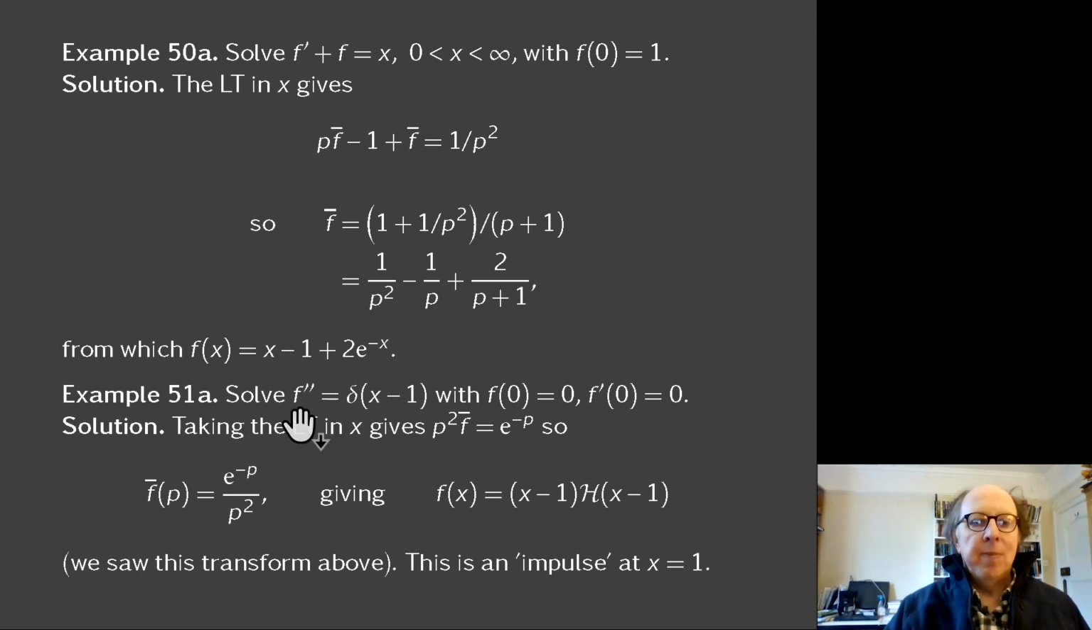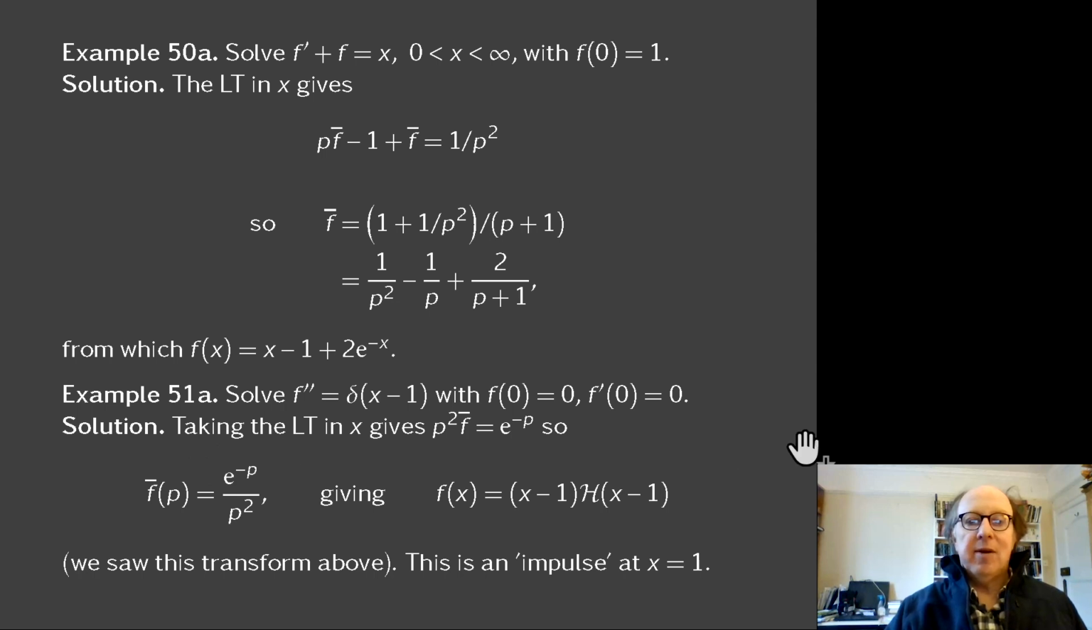Here's another example. We've actually seen this one before. It was the impulse problem we saw in the motivation lecture 1. F double primed equals delta of x minus 1, with f of 0 is 0 and f primed of 0 is 0. So if we think of f as being the position of a particle at time, well, call it x, at time x it starts off at rest at the origin, and then at x equals 1, time 1, it's given an impulse, and the impulse in this case is 1.